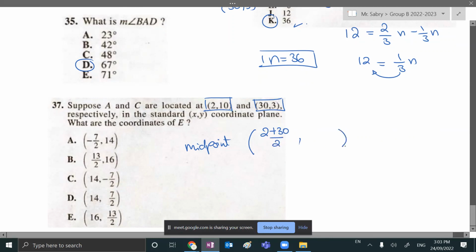Since this is a point that has x and y, I'll add the x's to each other and divide them by 2, then add the y's to each other and divide them by 2. That should get me the new midpoint. This one will become 32 over 2, which is 16. That one will become 13 over 2, which is 7.5, or just 13 over 2 as it is, so E is the correct answer.